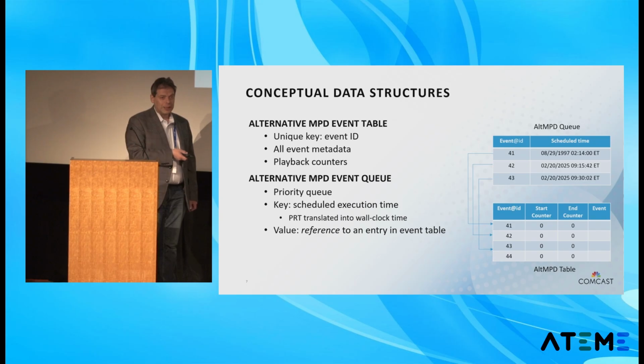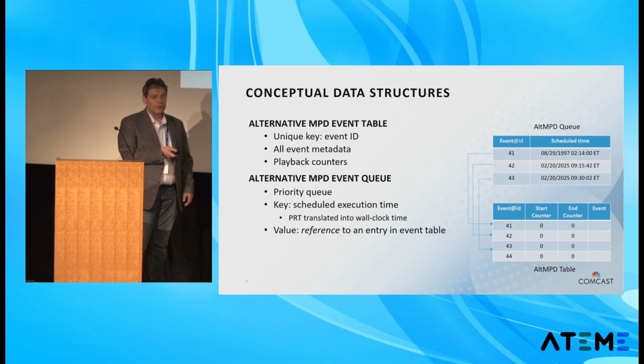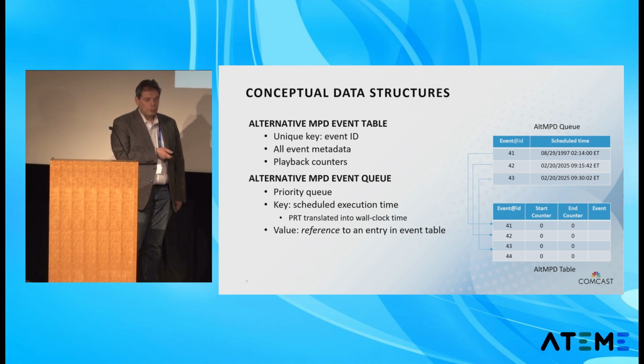Because people start getting lost in lots of acronyms and timelines. We have two very simple data structures conceptually. We have a table where we keep all the events with their IDs being unique keys, and with counters that say this is how many times we started this ad, and this is how many times we actually completed the playback. Then we have a queue, or more precisely a priority queue, with the key being the scheduled time. So this is the presentation time translated into wall clock time. So this is what we're working with.